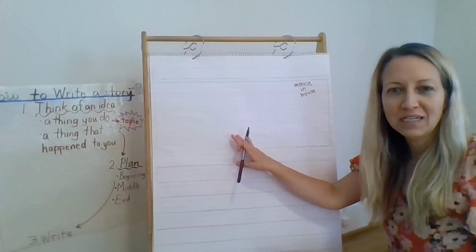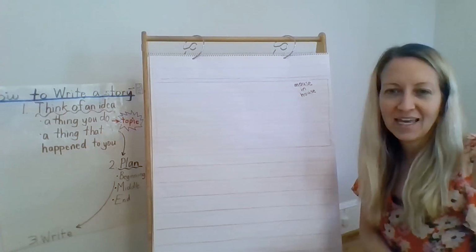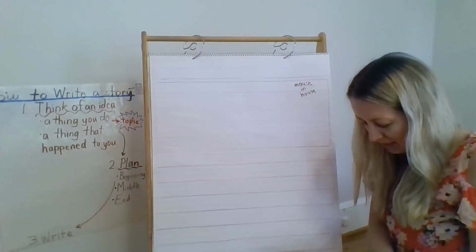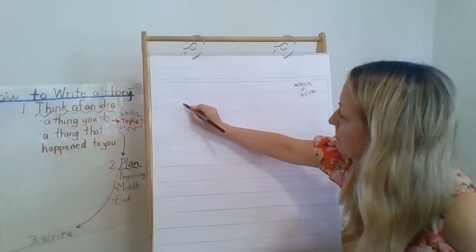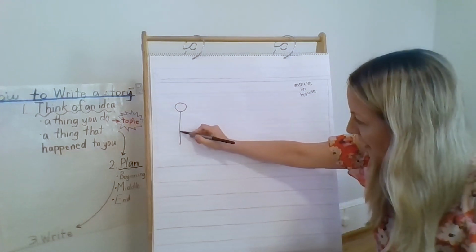Now is the time for me to write my words and draw my illustration. I said, my husband, who we call Mr. B, is right here. Here he is. I'm just going to draw a quick sketch.